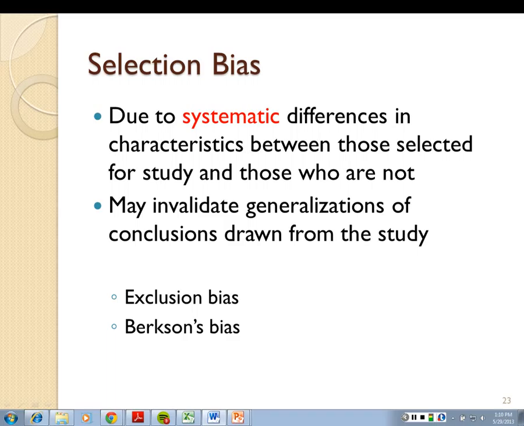Berkson's bias is a mathematical phenomenon that appears when studies use hospital admission rates. Hospitalization rates for individuals with the target disease will differ from the rates of those with the control condition.